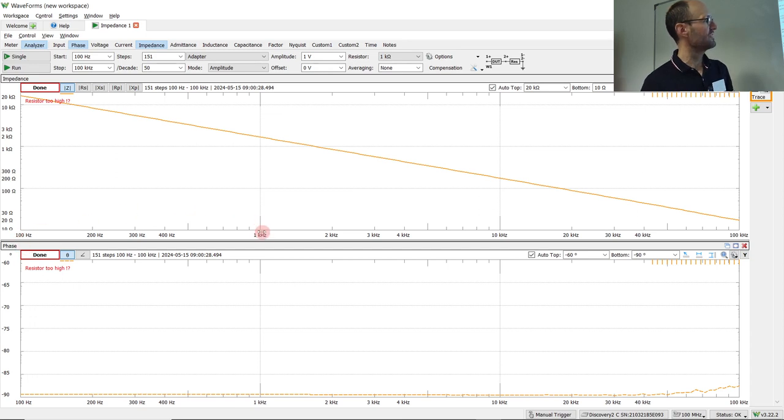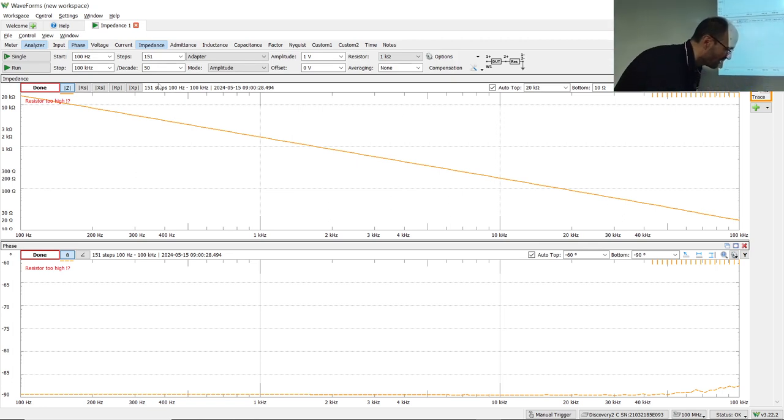If we increase the frequency 10 times, to 1 kilohertz, now we have just 2 kilo ohms anymore. So 10 times the frequency, just a tenth of the impedance. If we have 10 times more frequency, we just have 200 ohm anymore, just a tenth. And if we go to 10 times more frequency, we just have 20 ohm anymore. So it's really this exact behavior that we would expect.